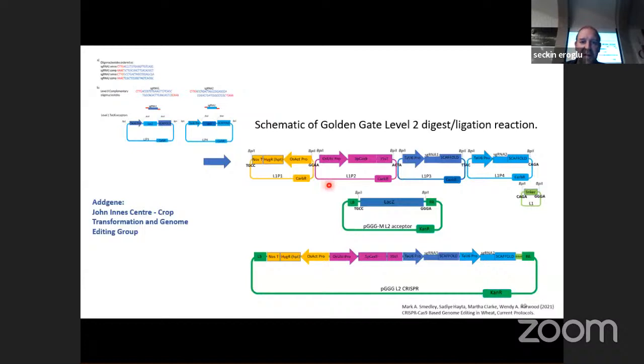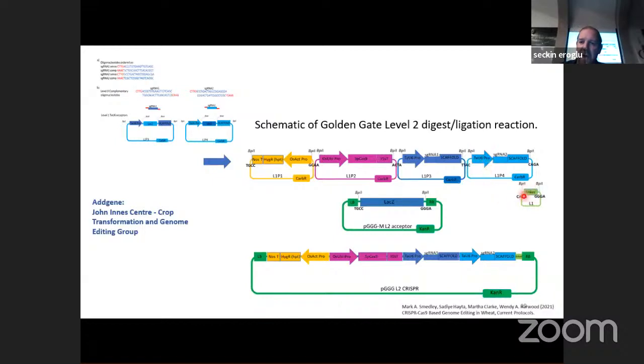To drive the Cas9, we're using the rice ubiquitin promoter. We find that a little bit stronger than the maize ubiquitin promoter, and we're getting better results. And in position 3, position 4, this is where we've previously cloned our guide.